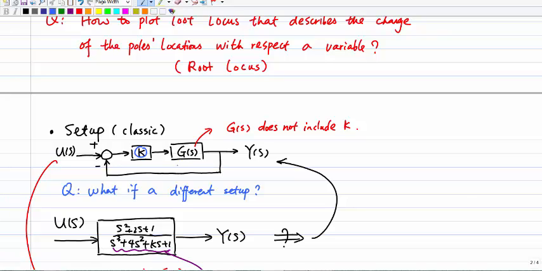So one typical question people might have is, what if I have a different setup? I don't have a standard classic setup. Does it mean I cannot use the root locus that I talk about later on, how to draw the locus later on? Can I use the approach here? The answer is no, because I can always rewrite the system in a certain way that it is very similar to the classic setup.